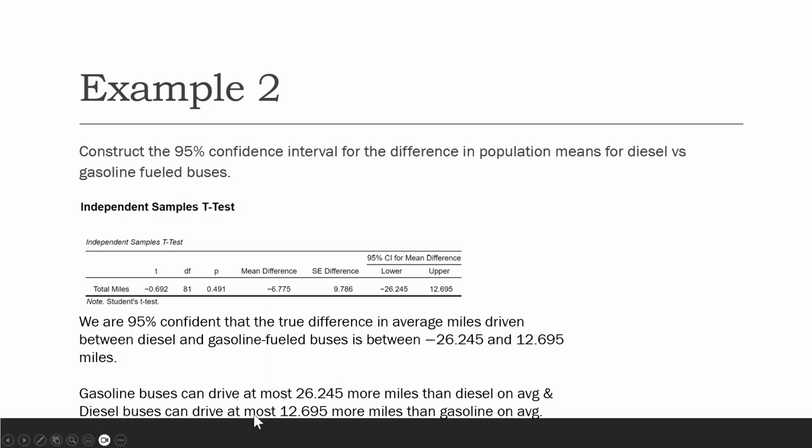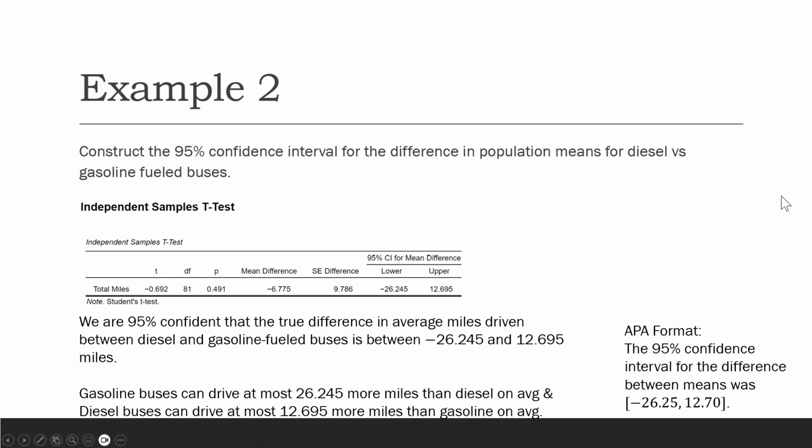This is why I want to see my two-sided confidence interval, because it gives us a specific range where we'd expect our population parameter could possibly be, with 95% confidence. All right. And this is the interpretation, or the format that I can create in APA format, or how I can write my confidence interval in APA format. So the 95% confidence interval for the difference between means was negative 26.25 to 12.70.